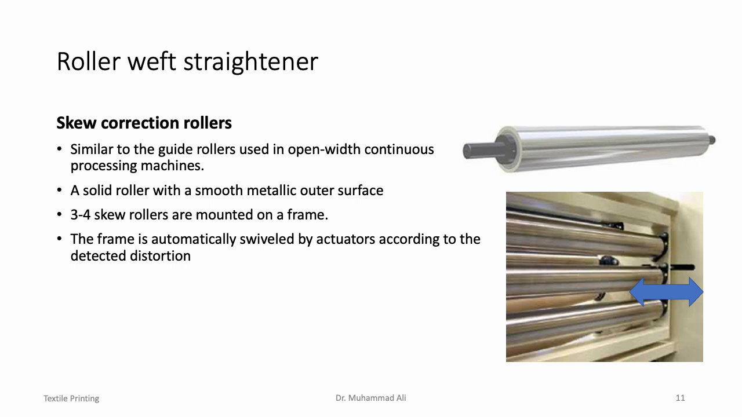Recall the different types of skew distortions. We can have a left-hand skew or a right-hand skew. If the sensors detect a left-hand skew, the frame on which the skew rollers are mounted will be tilted from the left side. Similarly, if the sensors detect a right-hand skew in the fabric, then this frame on which the skew rollers are mounted will be tilted accordingly.